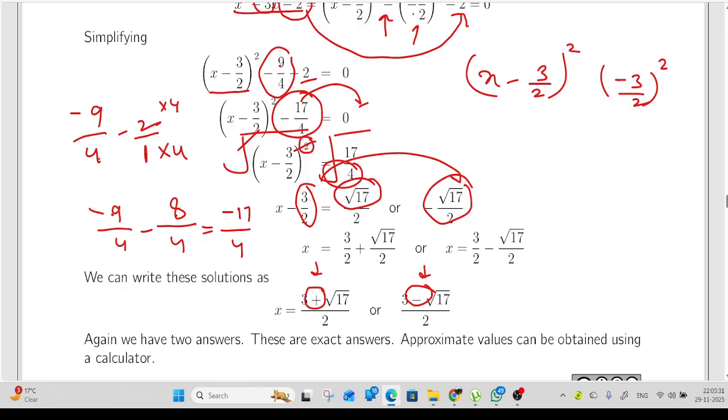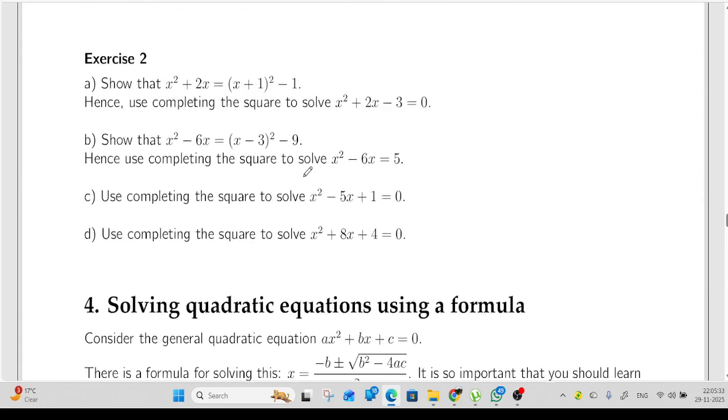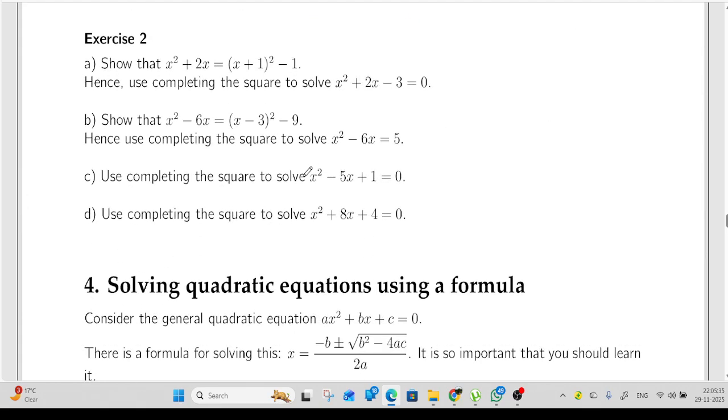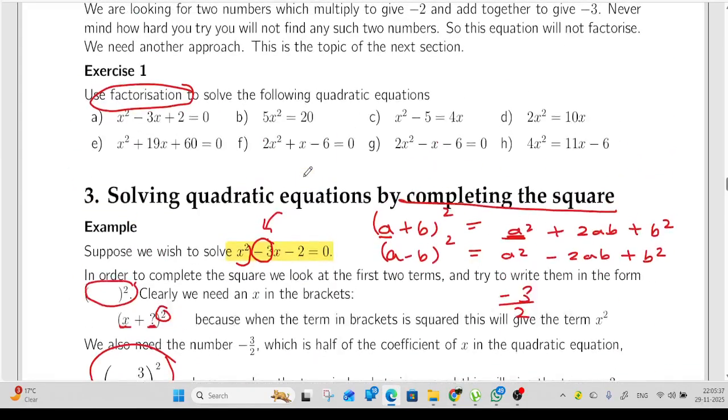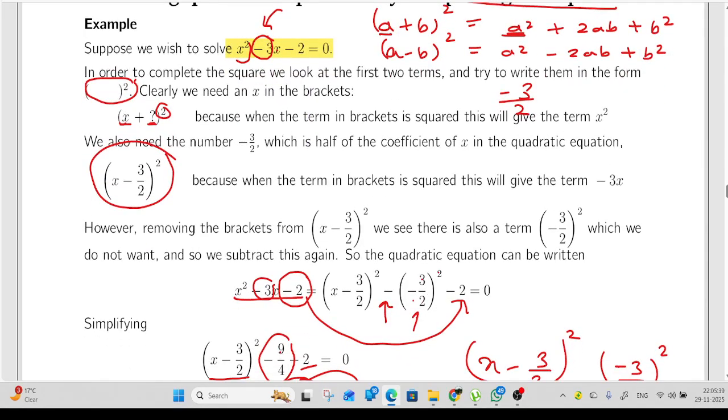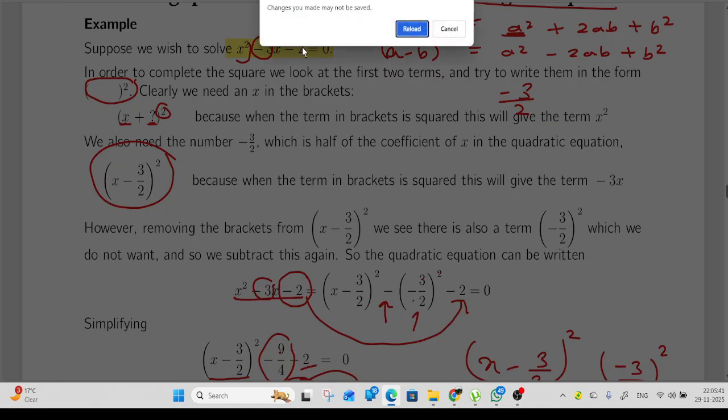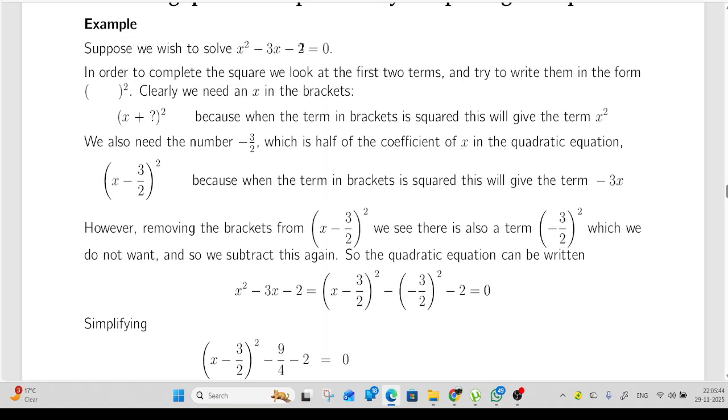Okay, now let's see some more questions, or let me just explain this one again. First of all, we need to check the second term. Here my second term is negative 3. So we do half of it and square it. That's how we got the whole square term.